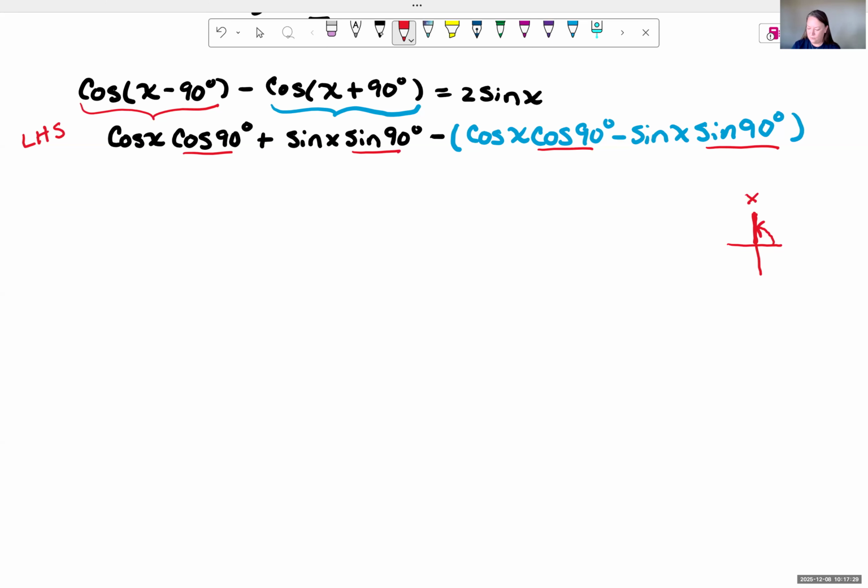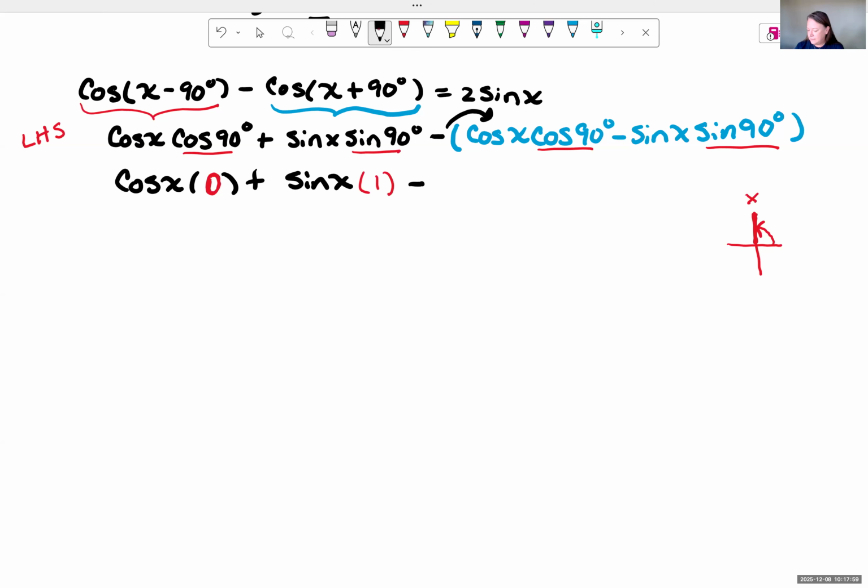So wherever I see cosine of 90, I'm going to replace it with 0, and sine of 90, I'm going to replace it with 1. So doing this, I would get cosine x, all times 1, which I really don't need there, plus sine x, and I just said that cosine of 90 was 0, so that should be 0. And I need to put that there. Sine of 90 is 1. I'm going to distribute this negative as I rewrite it.